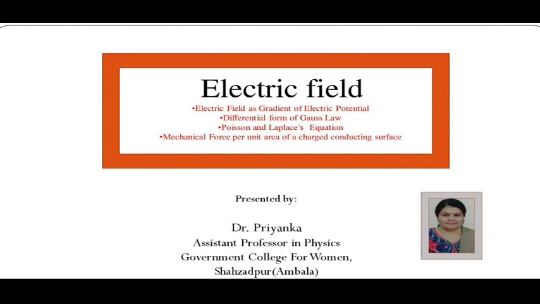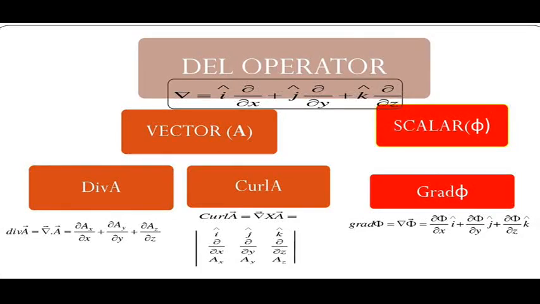So before I begin, let us recall few important terms. Del operator. In my previous lectures, we have discussed in detail about the operation of del operator on a vector and a scalar field. When del operator operates on a vector field, it gives us divergence of that vector field and curl of that vector field. And when del operates on a scalar function, it gives us gradient of that scalar function. You can note down the formulas on the screen.